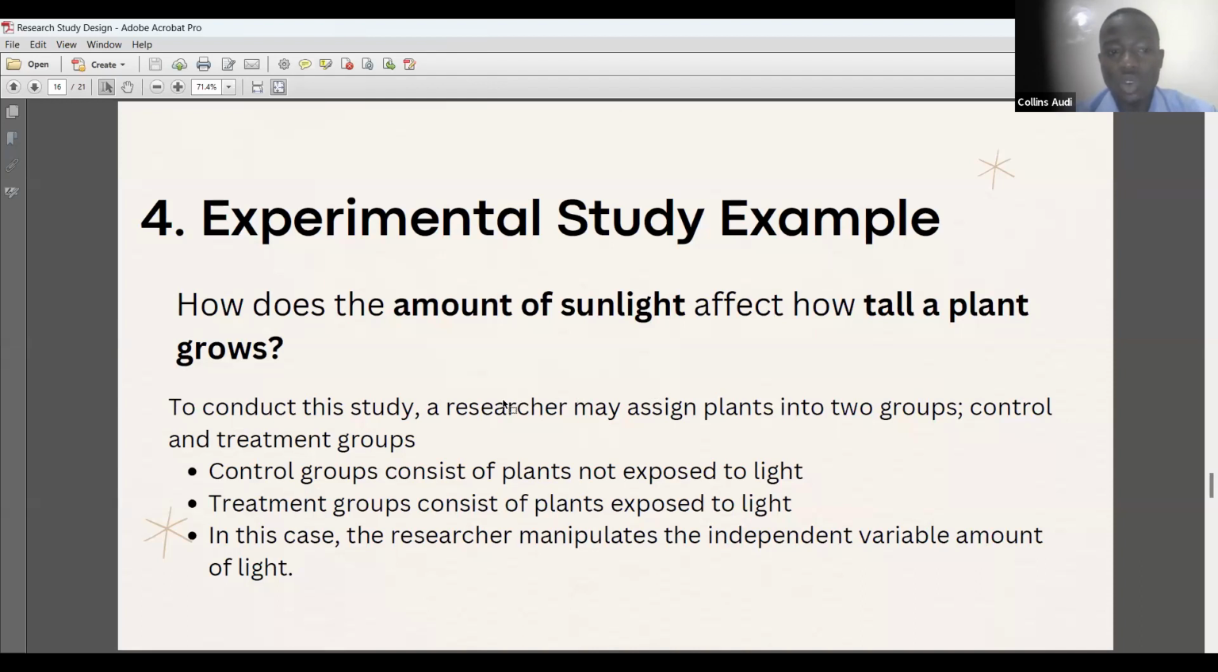To conduct this study, a researcher may assign plants into two groups, control and treatment groups. Control consists of plants not exposed to light. Treatment consists of plants exposed to light. Then we compare these two groups.